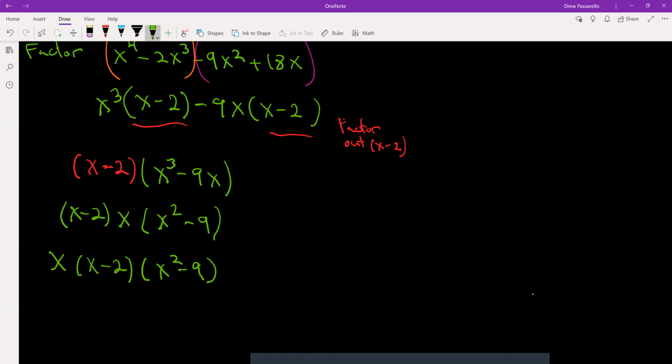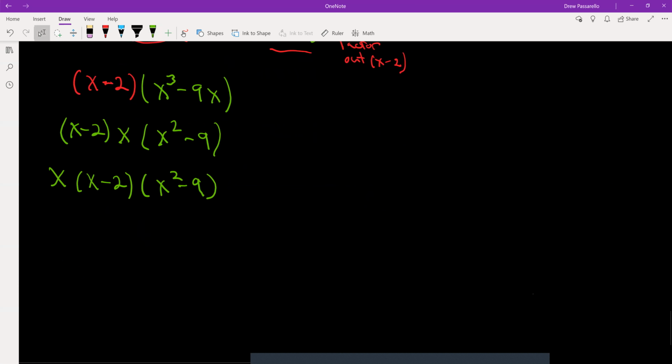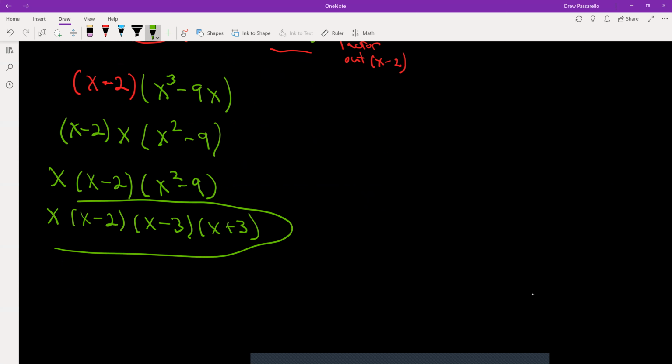Now x squared minus 9 is a difference of squares, because 3 squared is 9. So I have x minus 2, and that factors into x minus 3 times x plus 3. All right, so all of this is the denominator.